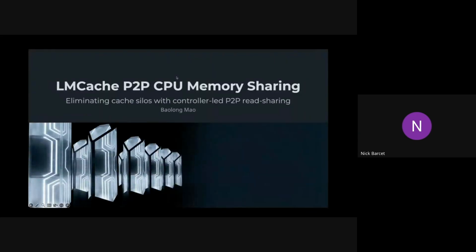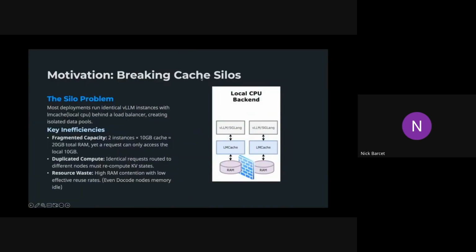Hello everyone, I'm Baolong from Tencent. Today I will talk about LMCache P2P CPU memory sharing. This work is a collaboration between LMCache Lab, Tencent, and Tensormesh. We will discuss how to break cache silos in VM and S3 deployments. Instead of isolated instances, we introduce controller-led P2P read sharing. By the end of this talk, you will understand how to reuse KV cache across nodes to improve hit rate and TTFT. Let's look at the problem.